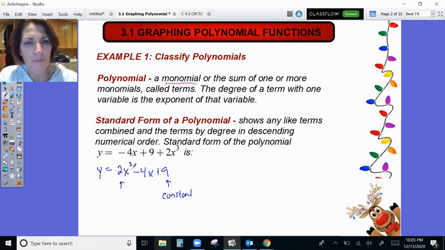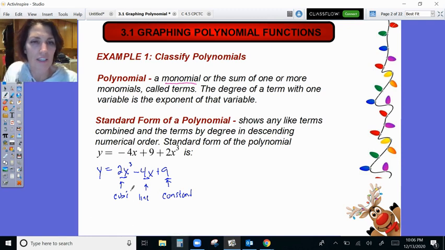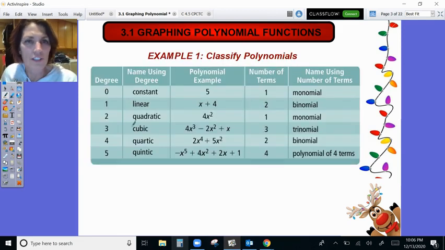This is my cubic term, because it has a degree of 3. This is my linear term because it only has a degree of 1. And we have 3 terms altogether. We have a monomial, a monomial, and a monomial, so 3 monomials added together, making up a trinomial. So we're going to learn how to classify this as a cubic trinomial because it has a highest degree of 3. We're going to look at this table here.